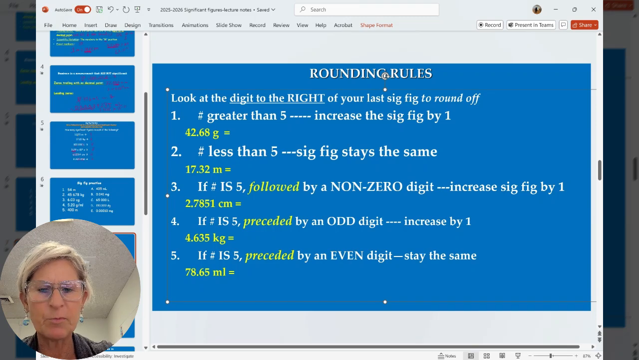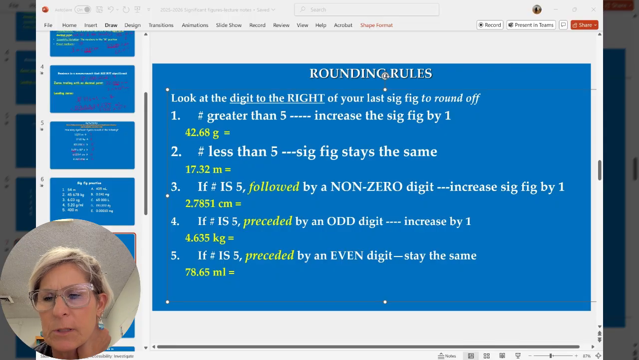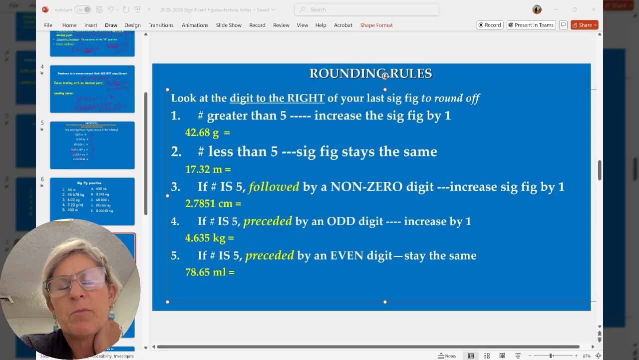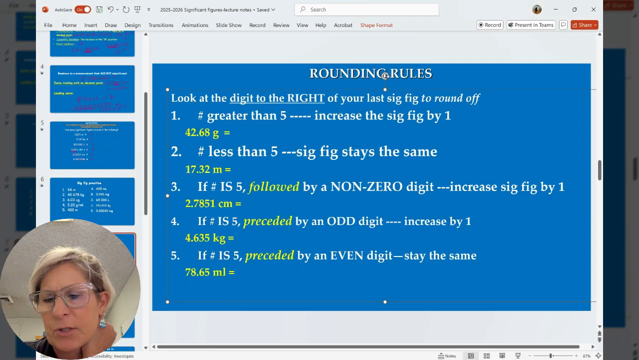Okay, this one is going to be a short video. This is going to be rounding rules. Well, maybe I will combine it with rounding and calculations.